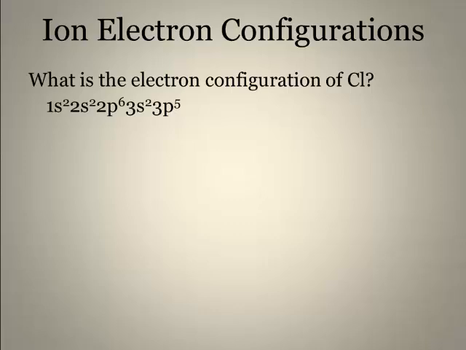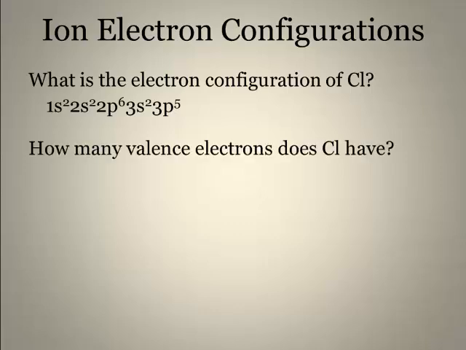Now let's compare that to an ion of chlorine. How many valence electrons does a chlorine atom have? 7. We can see that in the electron configuration. All the electrons in the highest principal energy level, level 3 in this case, are valence electrons. Remember also, for representative elements, the column number on the periodic table quickly tells you the number of valence electrons. Chlorine is in column 7. It has 7 valence electrons.